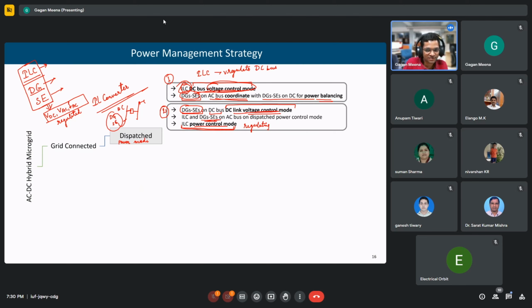And the generator on the AC side and storage on the AC side are in dispatched power control. This AC side is connected to the AC main grid, and since this is dispatched power, the AC side generators will generate as per the signal received from the main grid. That is why the interlinking converter is controlling how power should flow. Since it is controlling the power flow, the voltage regulation is done by these DC side sources and storage.